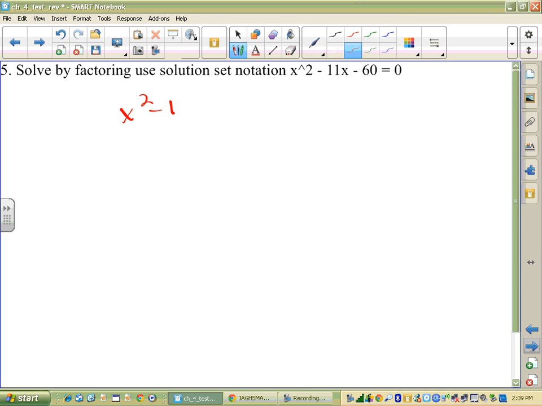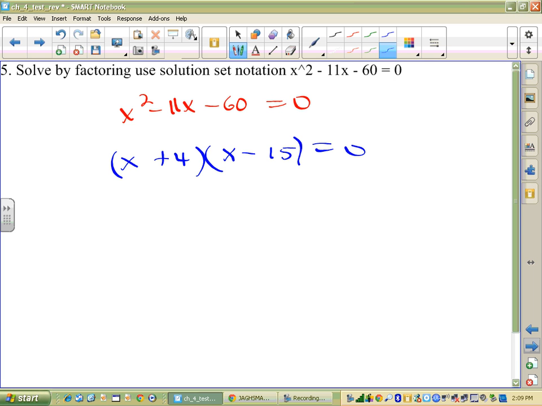X squared minus 11x minus 60 equals 0. I wonder if 60 has factors that add up to be negative 11. Well, it says factor it, so it better. There we go. I will be looking for this step.